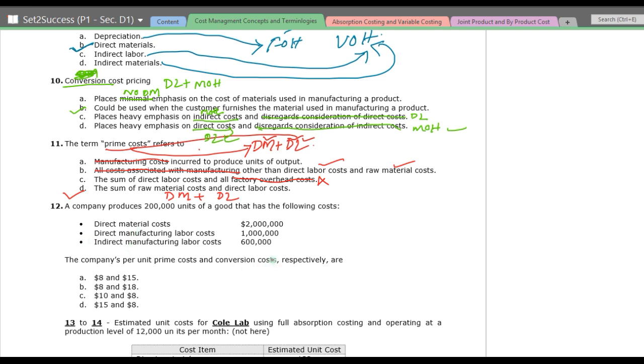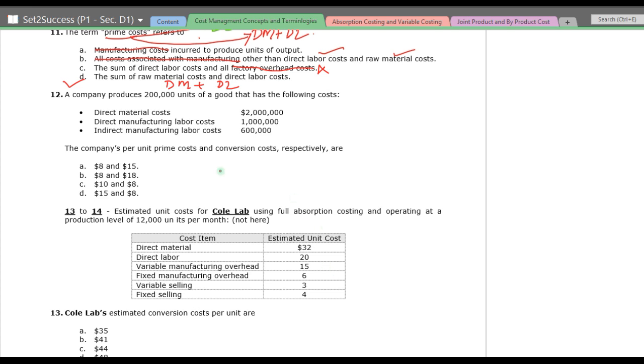Now next, a company produces 200,000 units of goods that has the following costs. Direct material, this is your DM. Direct manufacturing labor cost, this is your direct labor. And indirect manufacturing cost, this is your MOH. We need the company's per unit prime cost and conversion cost. So let us find the prime cost and conversion cost. Prime cost is direct material plus direct labor, and they are asking on a per unit basis. What is your direct material? We have direct material here, that is 2 million, plus we have direct labor, that is 1 million.